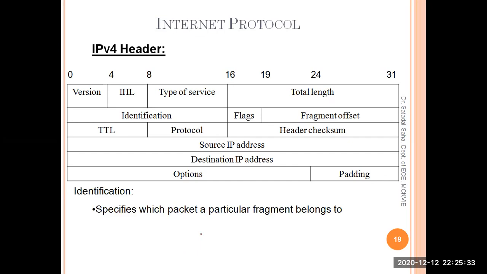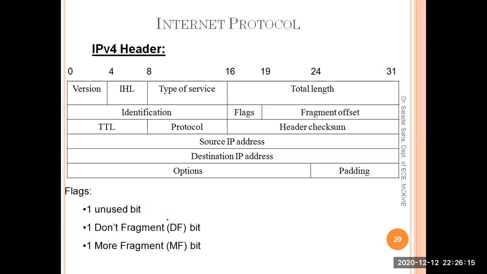Next is the identification. It specifies which packet a particular fragment belongs to. So it may happen that a total packet may not be delivered by the underlying network because of whatever be the reason, and sometimes the router may be required to fragment or chop these packets into a set of fragments. So if a particular packet is divided into suppose 10 fragments, then each of these 10 fragments should identify the packet number. That packet number is in this case the identification number. So all these fragments belong to a particular packet, and that is identified by the identification field.